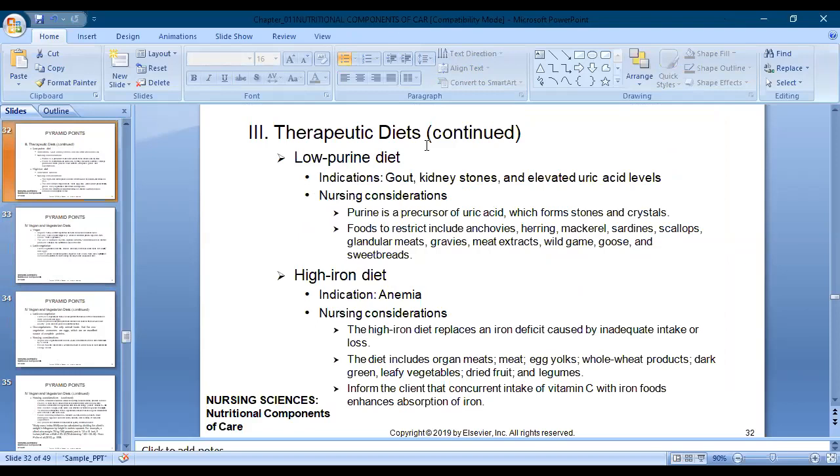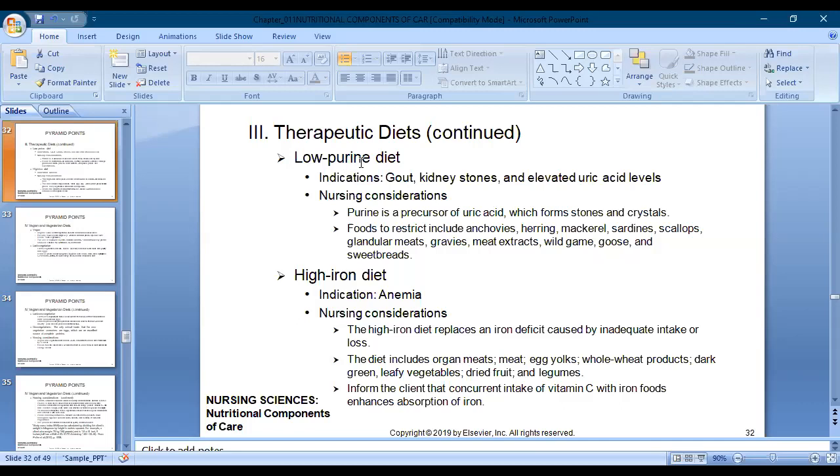This is called the low purine diet and high iron diet. This is super duper important for the board exam, right? First of all, the low purine diet. A low purine diet is indicated for anybody with gout, kidney stones, or elevated uric acid level. So if anybody's uric acid level is increased and the patient develops the signs or symptoms of the disease, this is gout. So gout patients have increased uric acid level. So if anybody has gout or a kidney problem, we have to tell them to take a low purine diet.